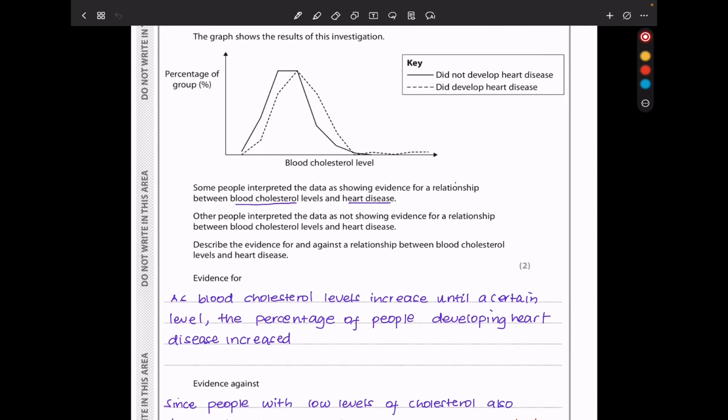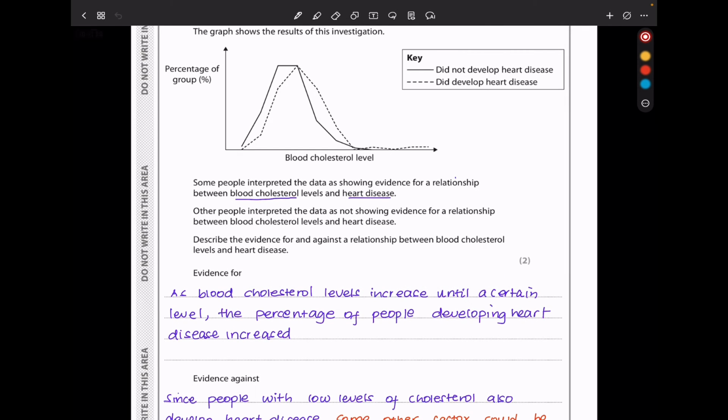So they say some people interpreted the data as showing evidence for a relationship between blood cholesterol and levels of heart disease. Other people interpreted the data as not showing evidence for a relationship between blood cholesterol level and heart disease. They want you to describe the evidence for and against a relationship between blood cholesterol level and heart disease.